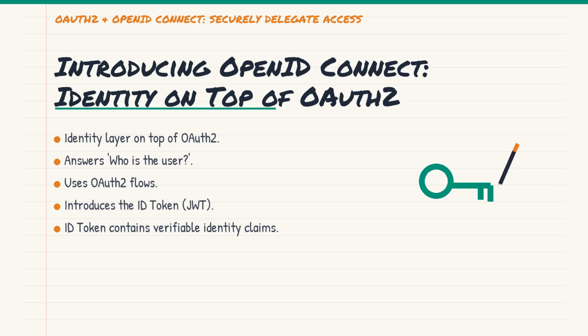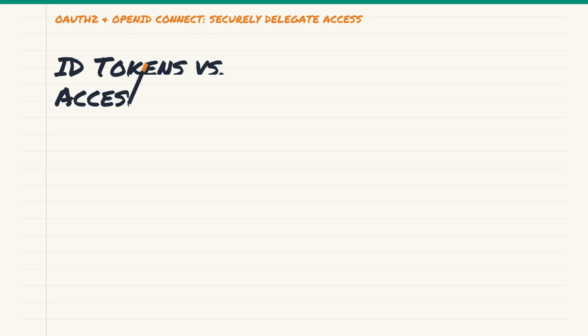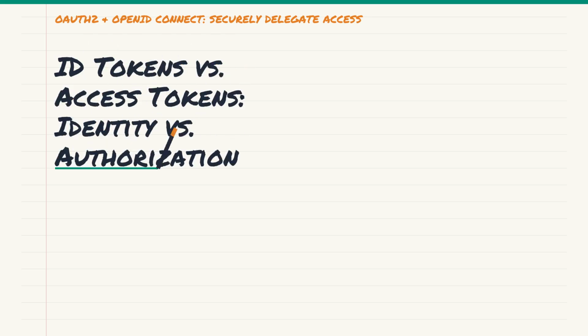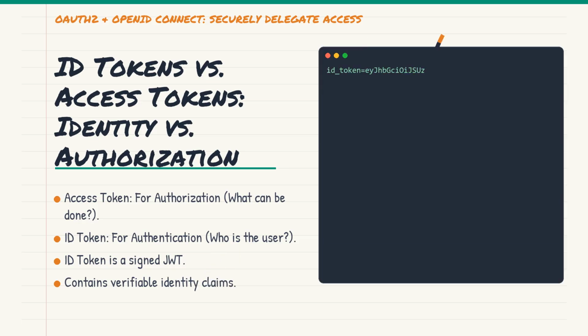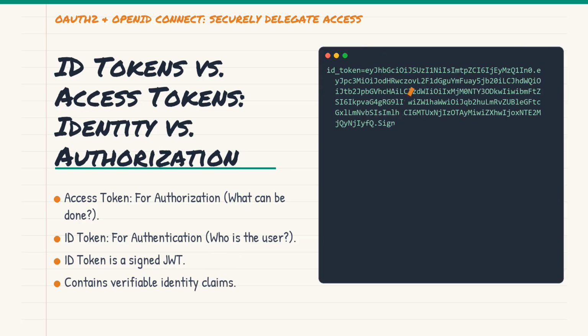So, while OAuth2 grants access, OIDC verifies identity. This is a crucial distinction. An access token, issued via OAuth2, is primarily for authorization. It tells the resource server what the client can do. An ID token, introduced by OIDC, is for authentication. It tells the relying party, usually the client application, who the user is. The ID token is a JWT signed by the authorization server, and it contains claims about the user's identity.